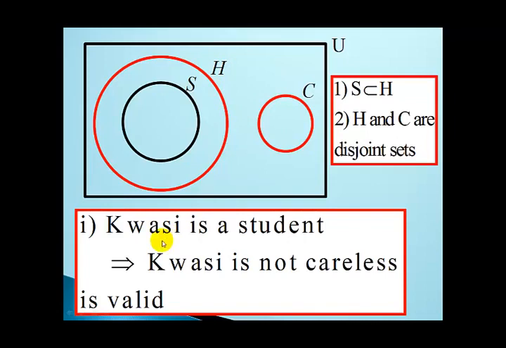Now let's look at the statement. Kwasi is a student implies Kwasi is not careless. Now, when we say Kwasi is a student, that means that Kwasi is within the circle S. Implies Kwasi is not careless. This is valid because if Kwasi is within S, he cannot be in C at the same time. And so if Kwasi is a student, it implies that Kwasi is not careless. It's a valid argument.